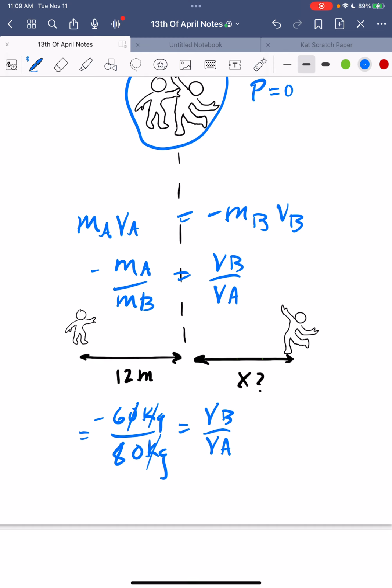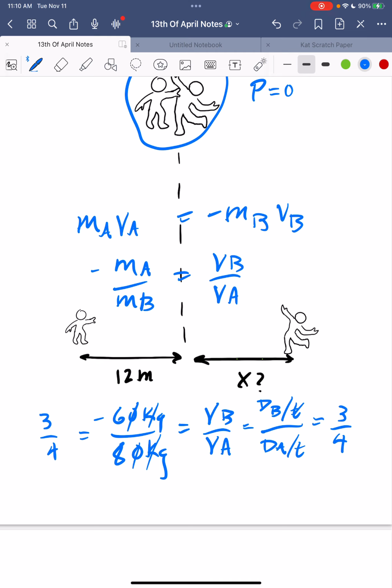The kilograms cancel, the zeros cancel, and 6 divided by 8, if I just divide both by 2, then I can get 3 over 4. So 3 over 4 equals the velocity of A over the velocity of B. Now, I don't know the velocity of A or the velocity of B. What I can say is that velocity is always a distance divided by a time. So I could say the distance of B divided by time all over the distance of A divided by time, like that. And that's got to equal 3 over 4, right?